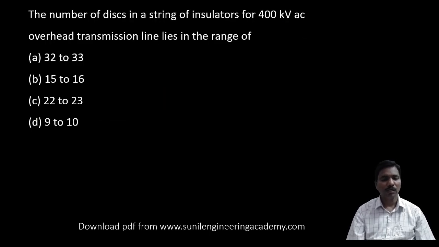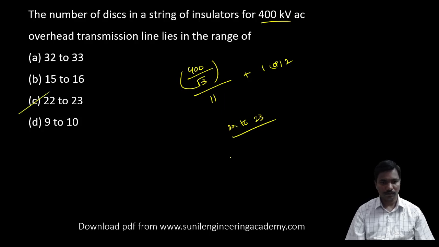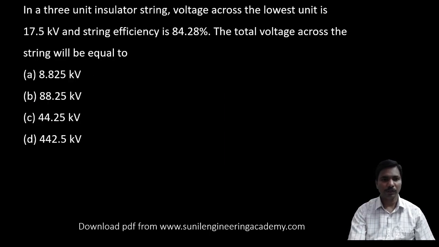Coming to the next one, the number of discs in a string of 400 kilovolt AC overhead lines is in the range of... So let us take 400 kilovolts as the line. For phase, you can consider 400 by root 3 by 11. So at least you can maintain 1 or 2 extra. Okay, then you will get 22 to 23. So the answer is option C. The number of discs required for 400 kilovolt is 22 to 23. Coming to the next one.